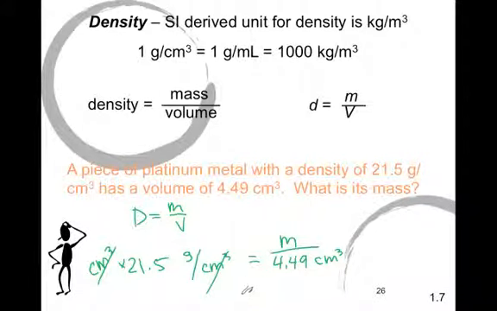So we get, the answer you said was 90 something? 96.5. I'm going to put 5.4 grams. Don't forget your units. I do take off points if you don't put units. Grams. Centimeters cubed canceled out, right? So we're left with grams.